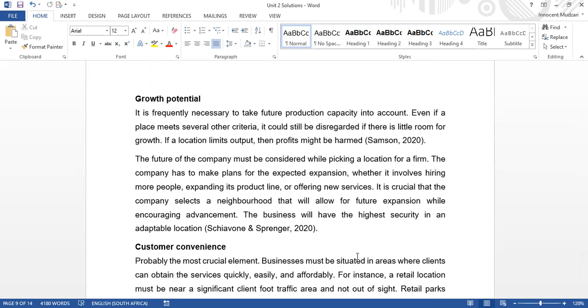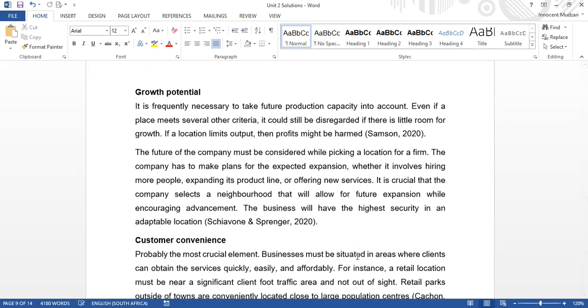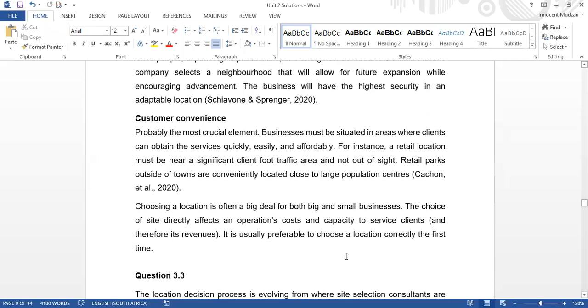It is frequently necessary to take future production capacity into account. Even if a place meets several other criteria, it could still be disregarded if there's little room for growth. So it also affects locational decision: growth potential. And then we have customer convenience.